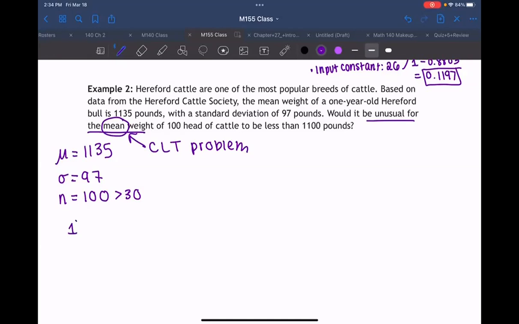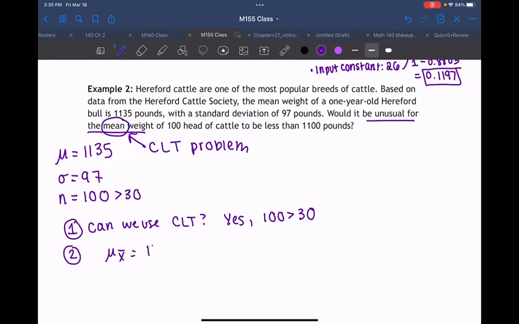Okay, so we already answered our first question, right? Can we use the central limit theorem? The answer is yes, because we said that 100 is bigger than 30. So we're good on the central limit theorem. Okay. Step 2 is to find our new mean and our new standard deviation. Okay, what's the new mean? Good, 1,135, which is our old mean, right?